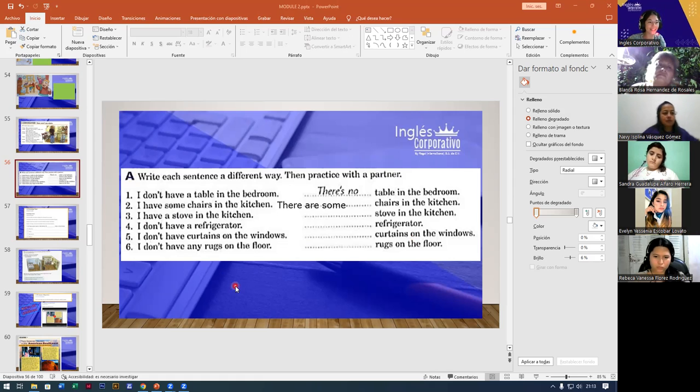Sandra Guadalupe, continue. Number three. I have a stove in the kitchen. Good. This is affirmative or negative? It's affirmative. Excellent. Okay, go ahead. Transform. There is a stove in the kitchen. Yeah, that's right. Good. There's a stove in the kitchen. Excellent. You can use the complete form, there is, or you can say there's a stove in the kitchen. Very good job.